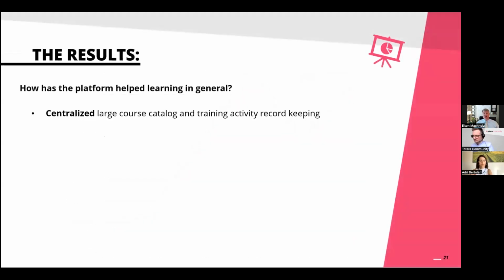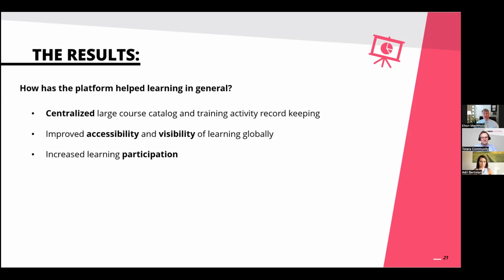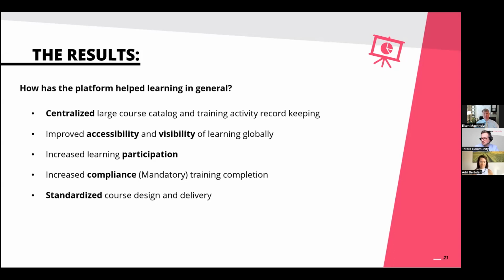So the results. How did we help out? Obviously, we centralized our training program, which was very decentralized. We had 43 different record-keeping systems, including pencil and paper, out there. The improvement to accessibility and visibility, I can't stress this enough, especially in a global organization. Learning participation metrics have gone way, way up, and compliance levels for mandatory training have increased significantly, as has our ability to report on those at a very precise level.